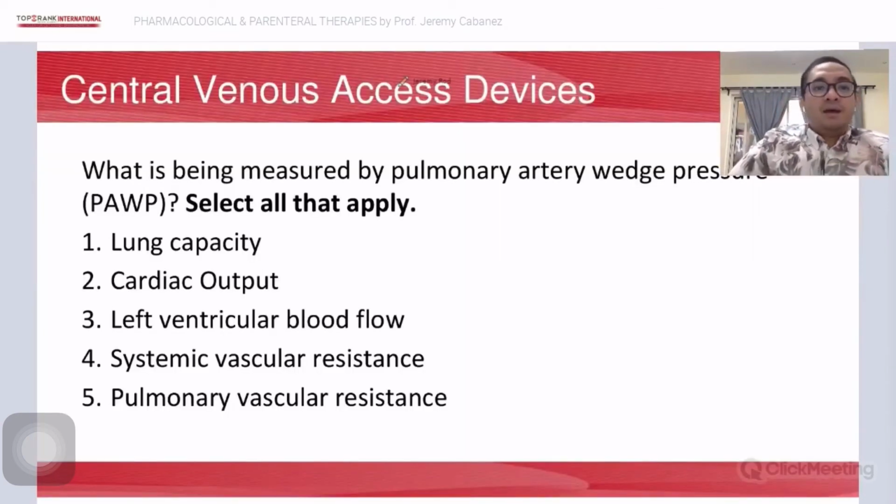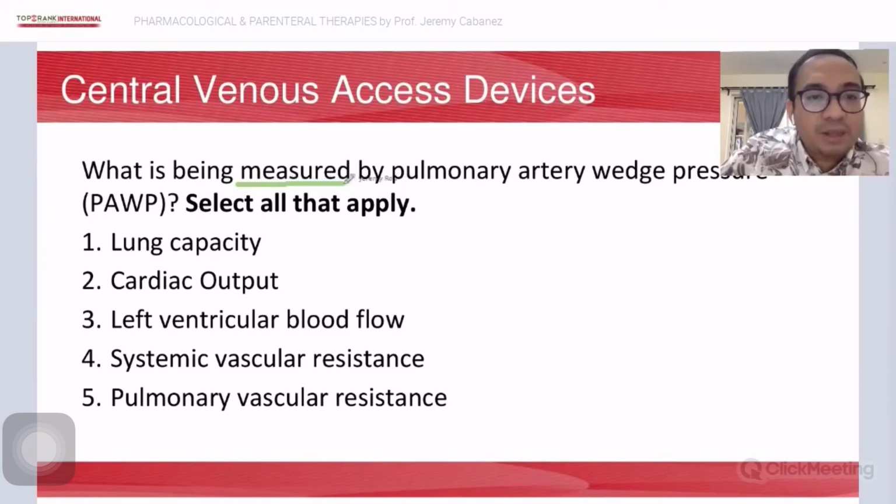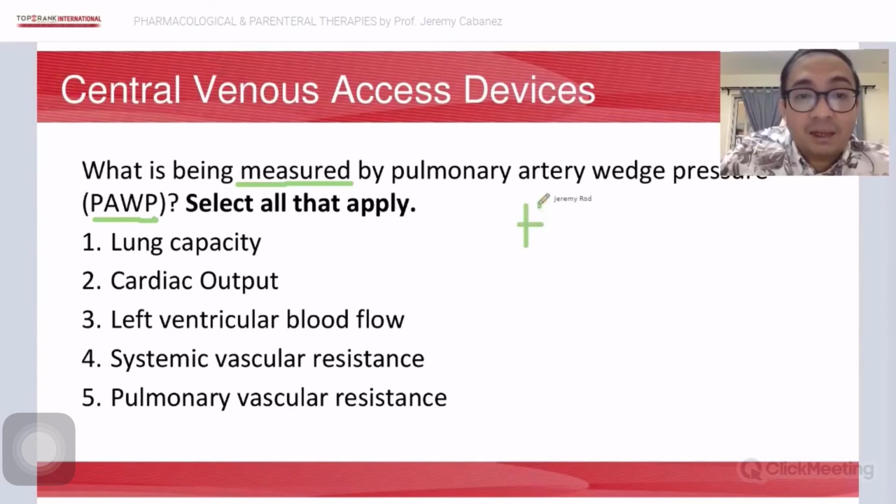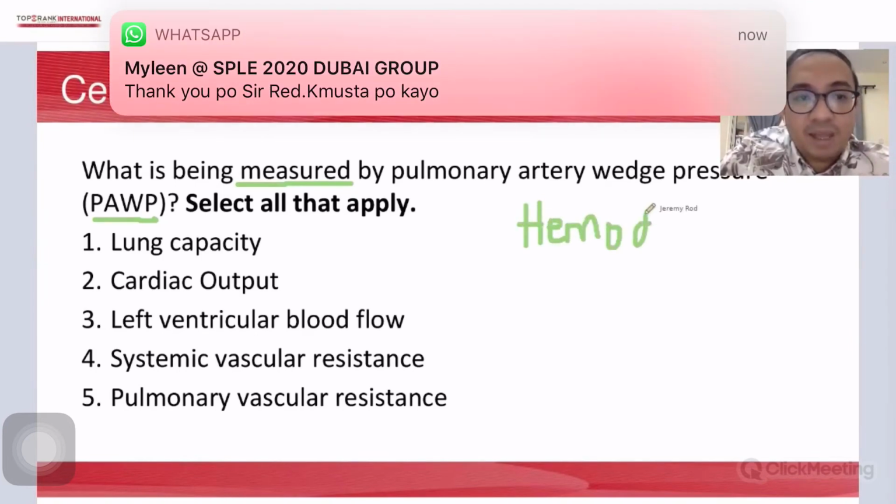Next. Okay, next question tayo. Let's talk about still. We are talking about central venous access device. Okay. Question. What is being measured by pulmonary artery wedge pressure? Select all that apply. Select all that apply ulit tayo ha. Tinatanong, what is being measured by PAWP? Remember, PAWP is a type of assessment of the client's hemodynamics. It's a type of assessment of your hemodynamics.